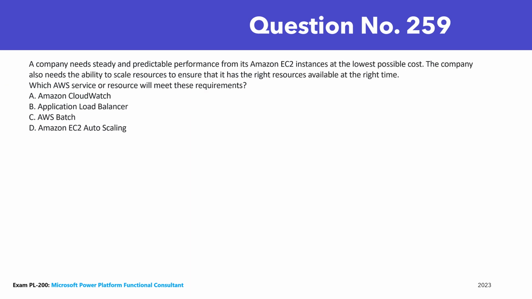A company needs steady and predictable performance from its Amazon EC2 instances at the lowest possible cost. The company also needs the ability to scale resources to ensure that it has the right resources available at the right time. Which AWS service or resource will meet these requirements? A. Amazon CloudWatch. B. Application Load Balancer. C. AWS Batch. D. Amazon EC2 Auto Scaling. Correct answer, D.